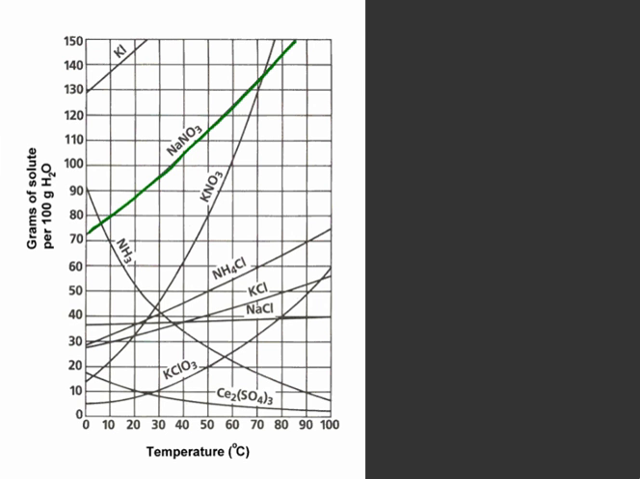Just so you guys know, we have our axes. The x-axis is temperature. It's going to increase as we go left to right, and the solubility is going to increase as we go up. The unit for solubility is grams for every 100 grams of water.